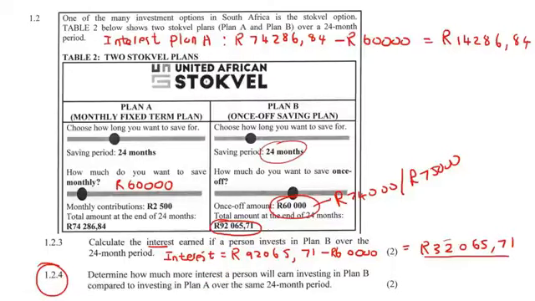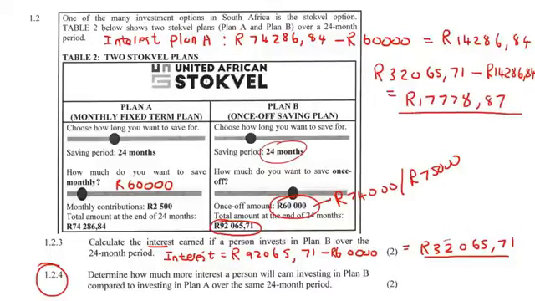So they said, how much more interest does the person in Plan B earn? Plan B earns this much. Plan A earns that much. So you need to subtract those two numbers to see how much more. So you could say 32,065.71 subtract 14,286.84, and that gives us 17,778.87. Okay, so that is the answer for that question.